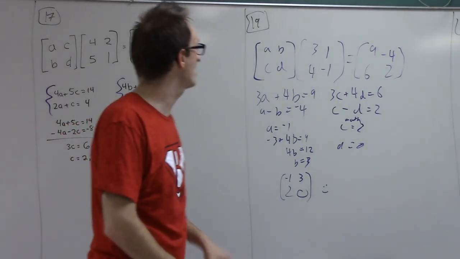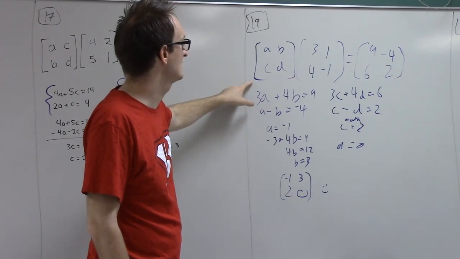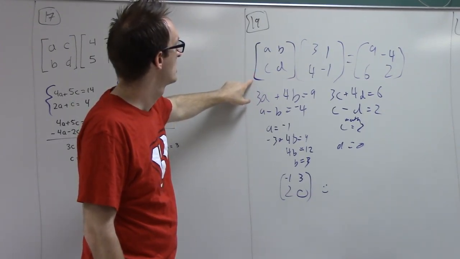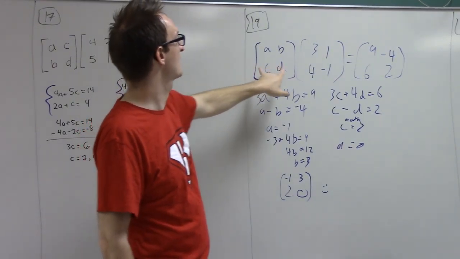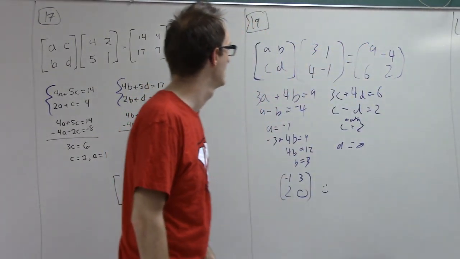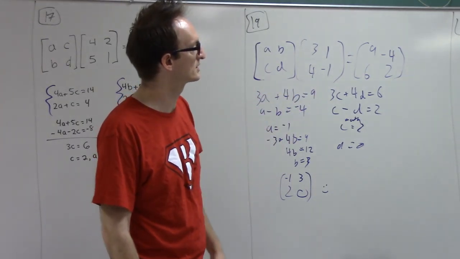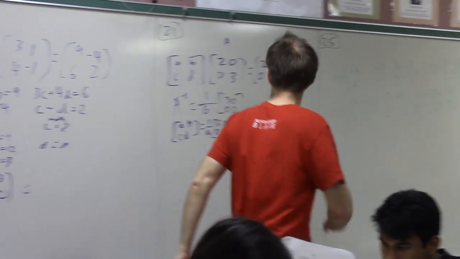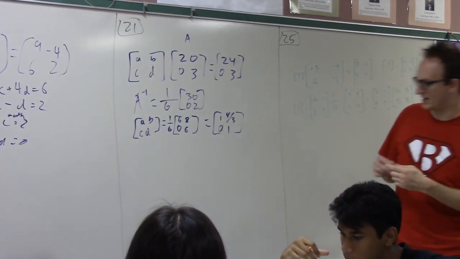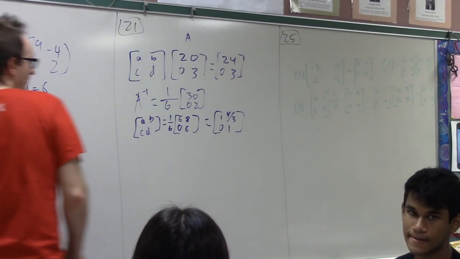And who did 19? Yeah, this is how Nick did 19 as well. He did basically the same thing. Set up a mystery matrix, it transforms 3, 4 to 9, 6, and 1, negative 1 to negative 4, 2. Multiply it out, get the system of equations, and then it turns out that this is the matrix. I kind of like this way of doing it a little bit better because it uses some of the other things that we've learned.